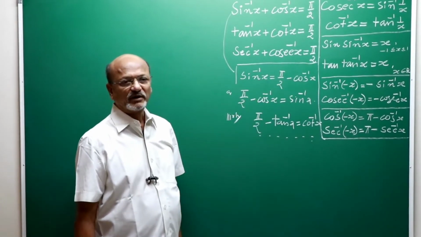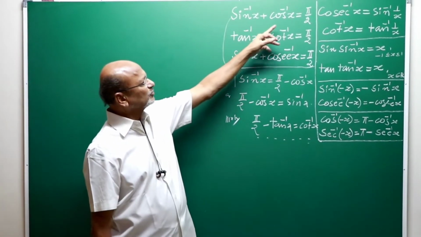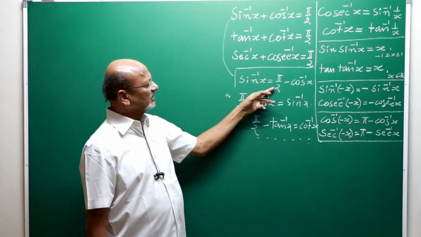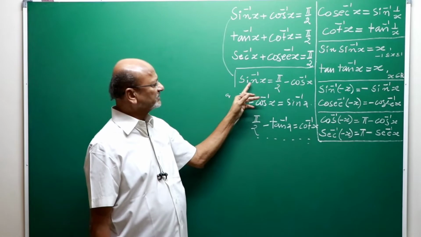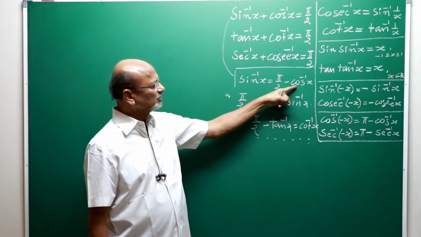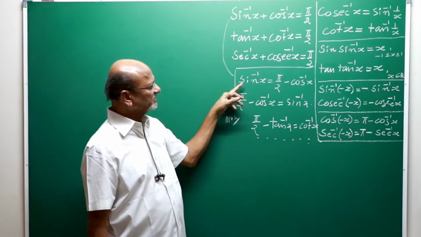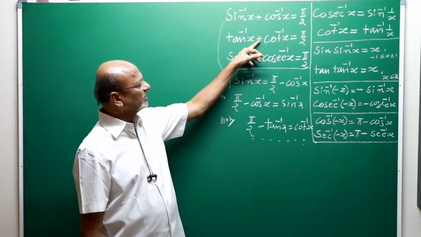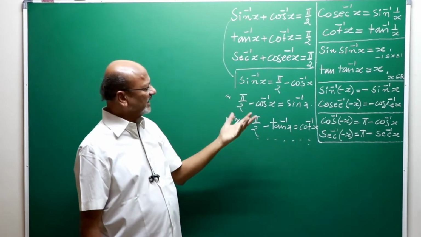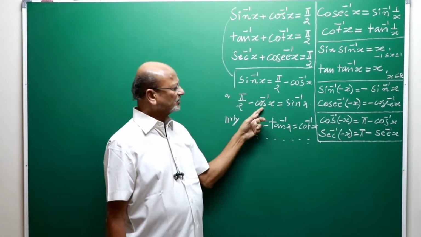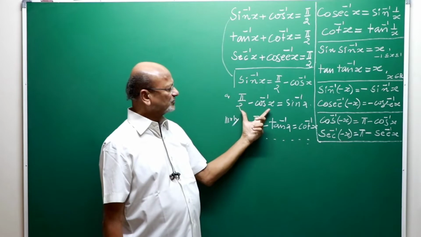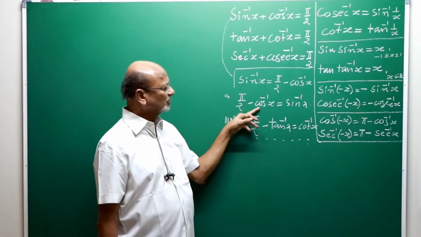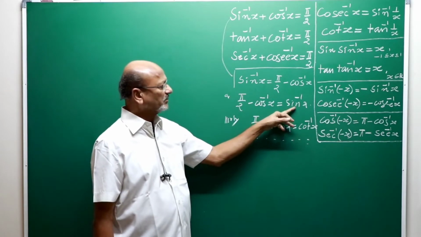From this, what is clear, my friends? Sin inverse plus cos inverse is pi by 2. Among this, any one is equal to what? Pi by 2 minus the other. If it is sin inverse, pi by 2 minus the other means cos inverse. If it is cos inverse x, here it is pi by 2 minus sin inverse x. Like that, it is applicable for the second two properties. Like that, pi by 2 minus cos inverse x. My friends, what is this LHS? Pi by 2 minus the one. Pi by 2 minus cos inverse is sin inverse, meaning the remaining one.